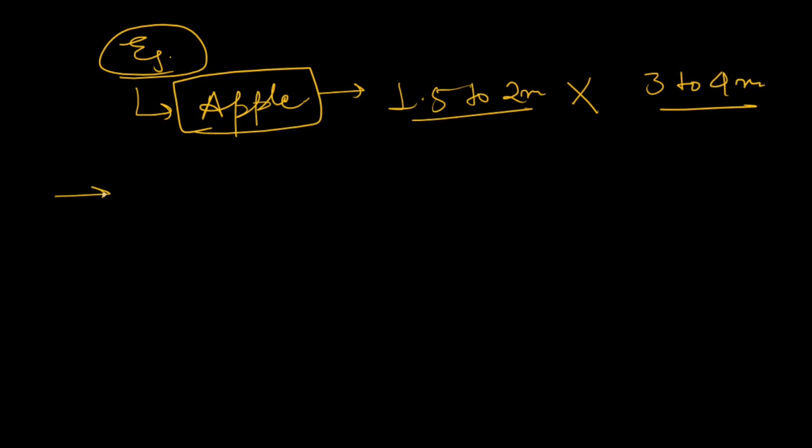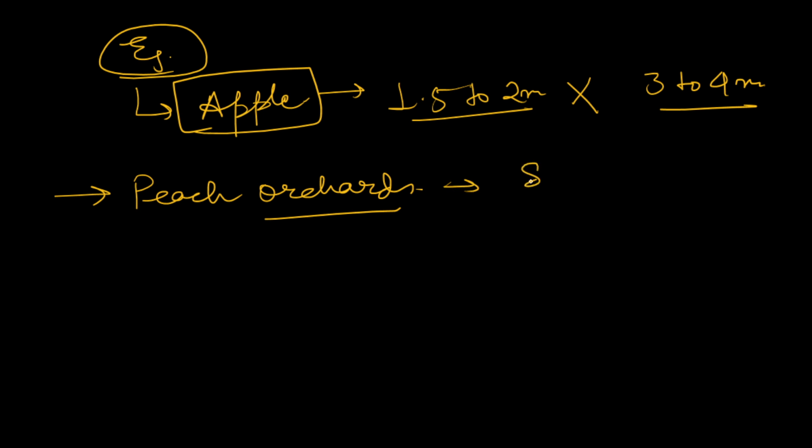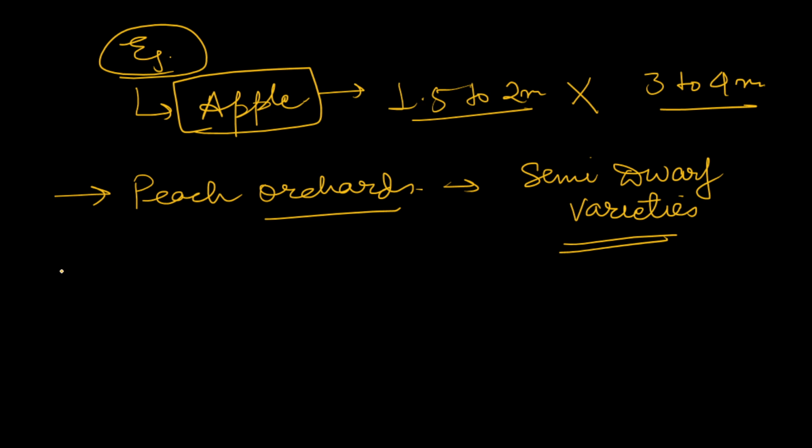Here the high density planting system can be used in peach orchards. What do you do in peach orchards? In peach we use semi dwarf varieties, so that they take less space and our objectives are fulfilled. We can also use it in citrus orchards and cherry orchards. So these are some of the common fruits where the high density planting system can be nicely used. So I hope you understand this.